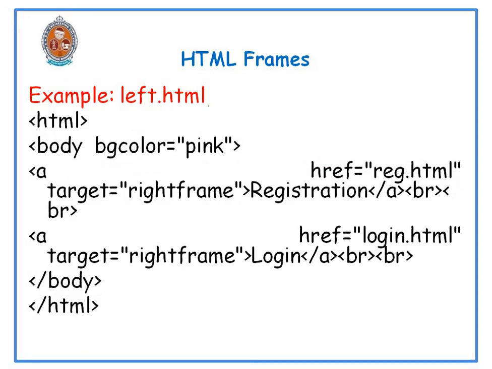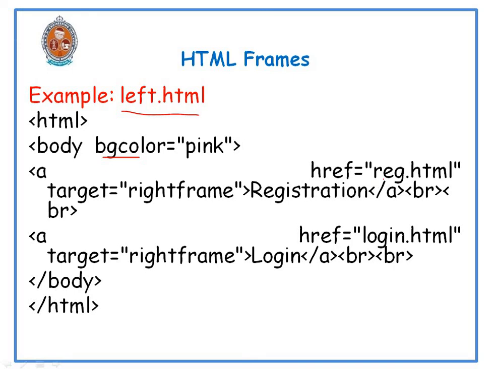Coming to the first frame source, that is left.html, we already know that our browser window is divided into two columns. In the first column we have specified the source file as left.html. So this is the content behind left.html. Here we have specified the bgcolor equals pink. That means the first browser window has the color pink, and after that we have written two anchor tags in the first frame, that is, two links by using the anchor tag.